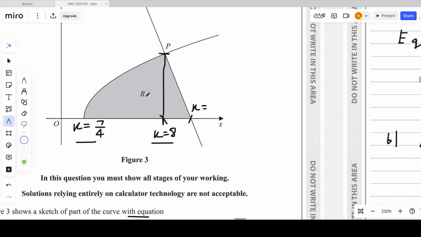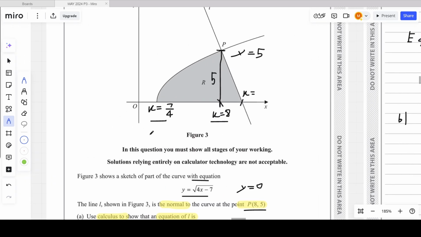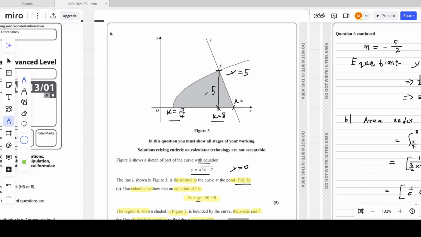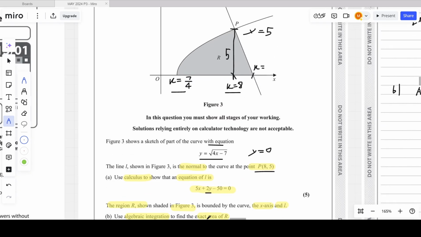Okay. The height is y equals to 5 there. The y coordinate of point P is 5. So the height of the triangle is 5. Okay. So that's all about question number 6 from May 2024 P3 paper.